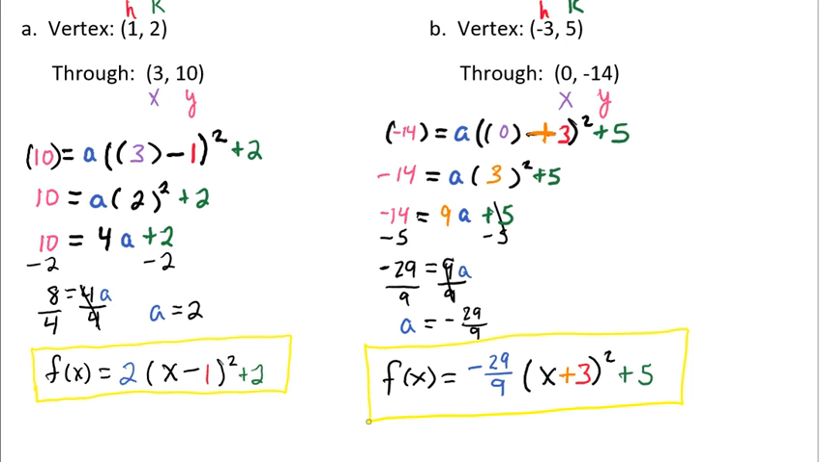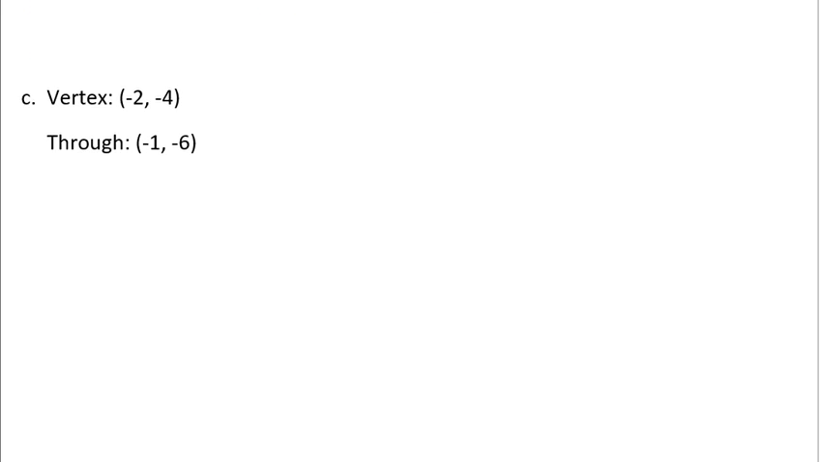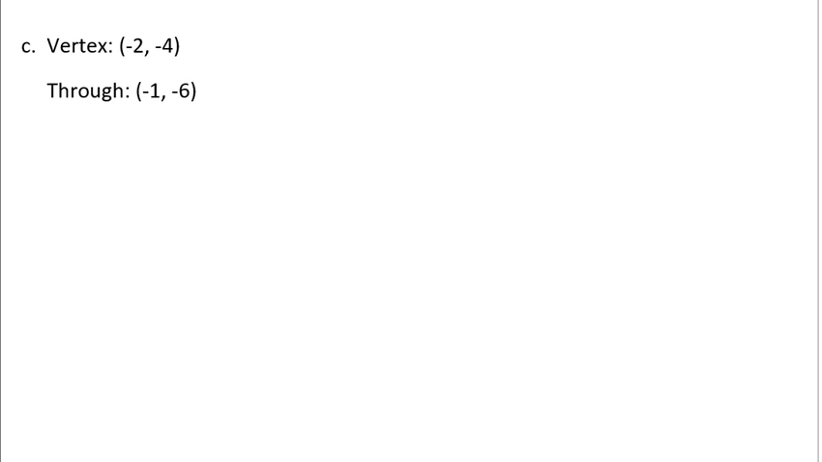Now let's have you do one on your own. We're going to do a vertex of negative 2, negative 4, and through the point negative 1, negative 6. So go ahead and push pause and work this problem out. When you're done, push play and let's see if you were correct.